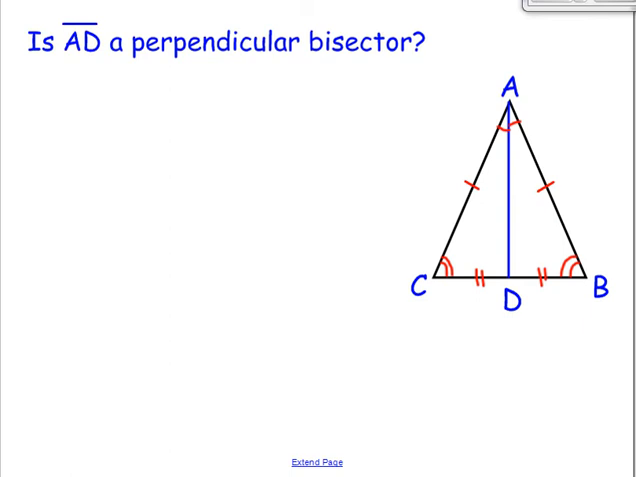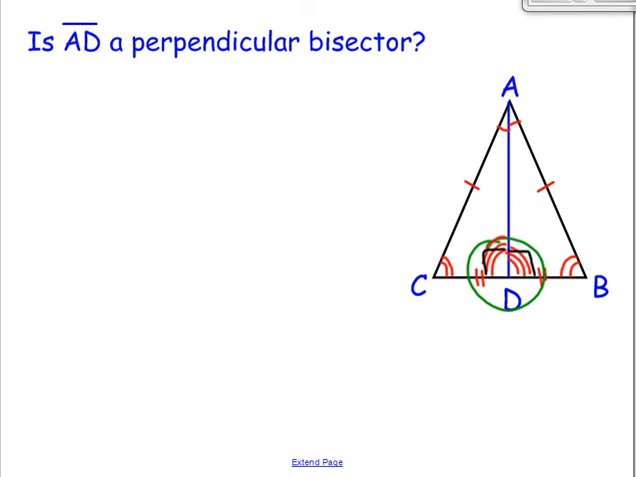Well, this one's also pretty easy to look at. I've got these two angles right here, and I know because they're corresponding angles, they must be congruent. So I've got two angles that are congruent. They're also linear, so they must add up to 180 degrees. So these two angles must be right angles. So we also know now that it's a perpendicular bisector.